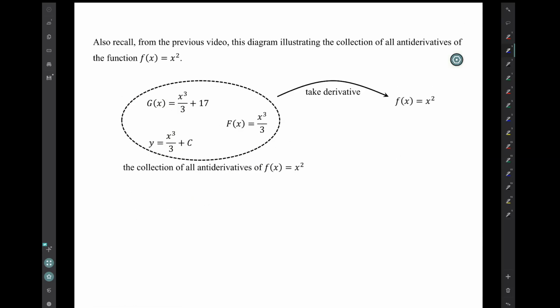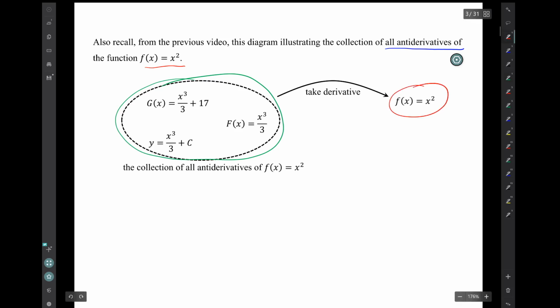Also recall from the previous video this diagram illustrating the collection of all antiderivatives of this function little f of x equals x squared. So all of the functions in this dotted region are antiderivatives of this function little f of x equals x squared, because if you take the derivative of any of these functions, you get this function.